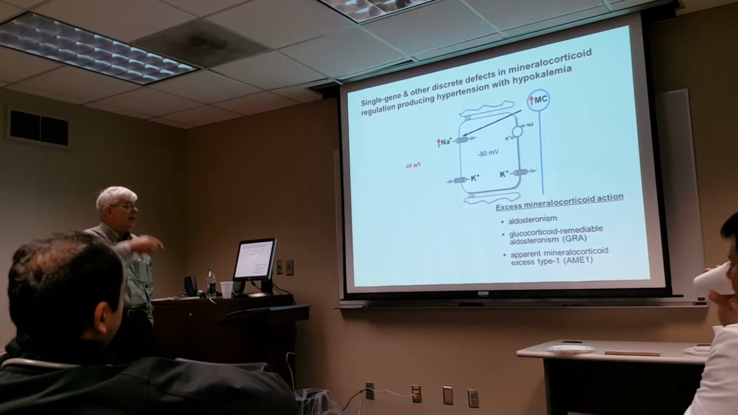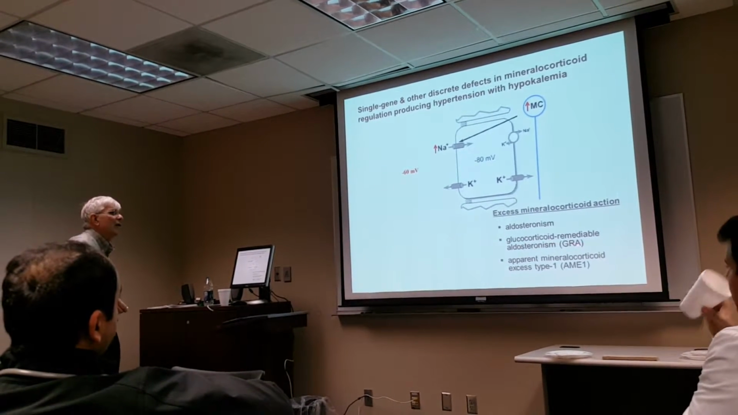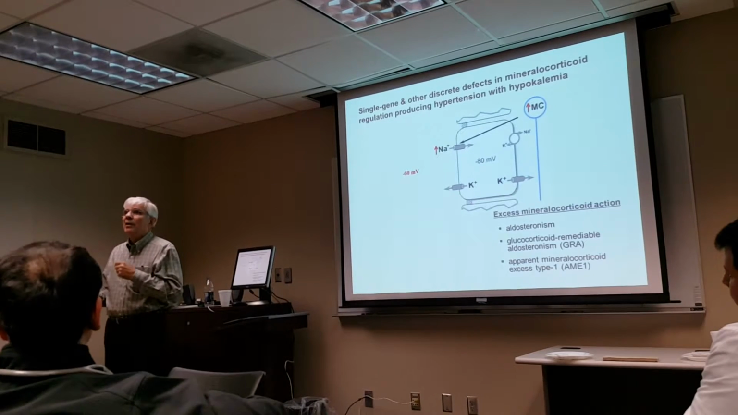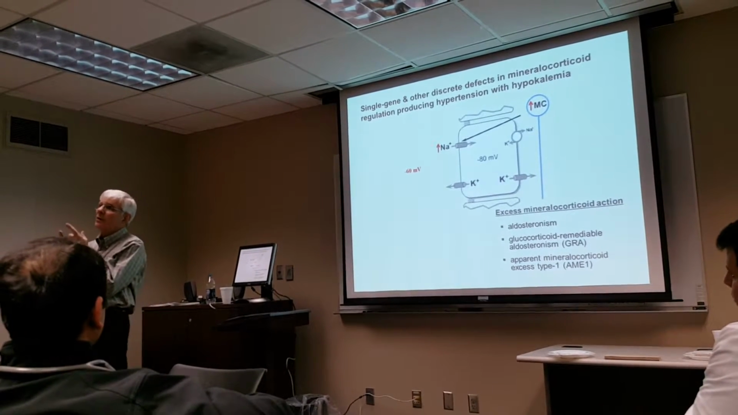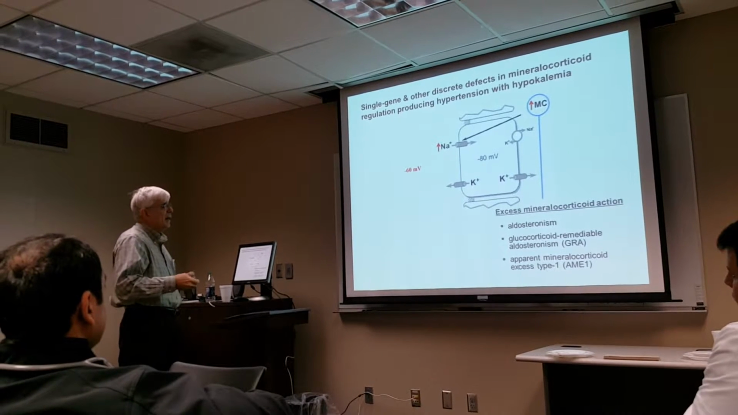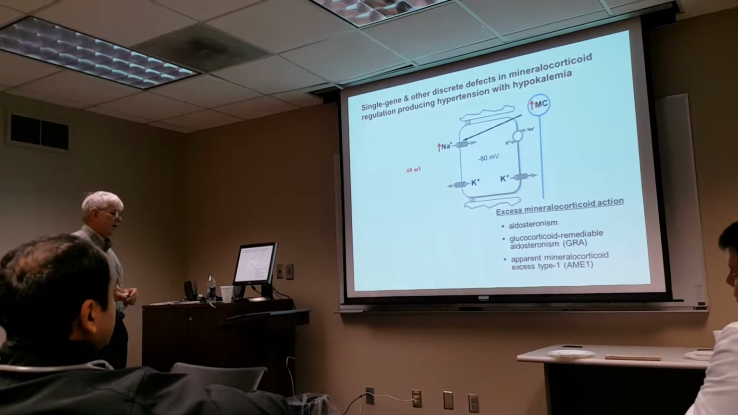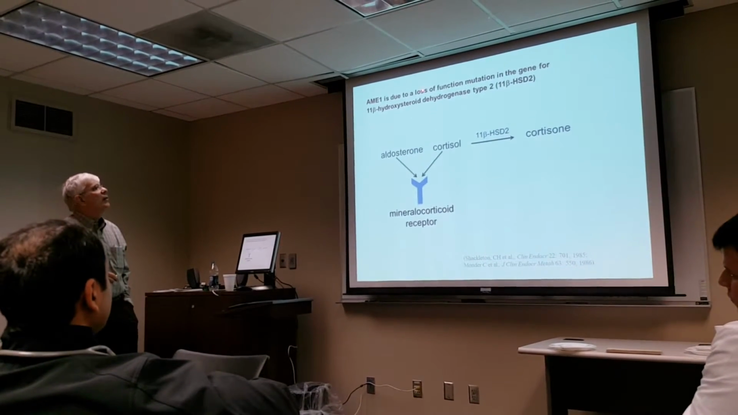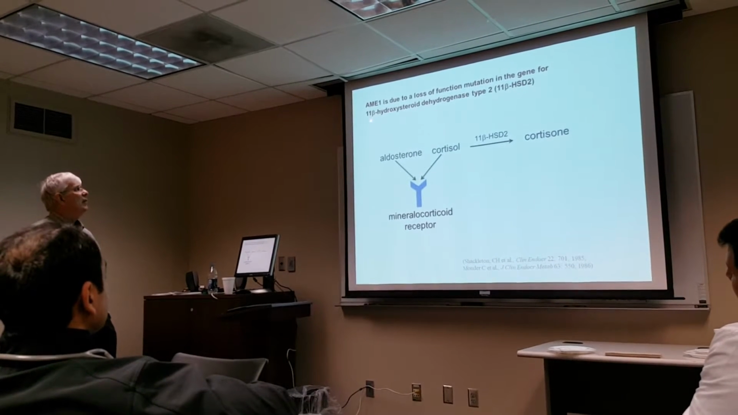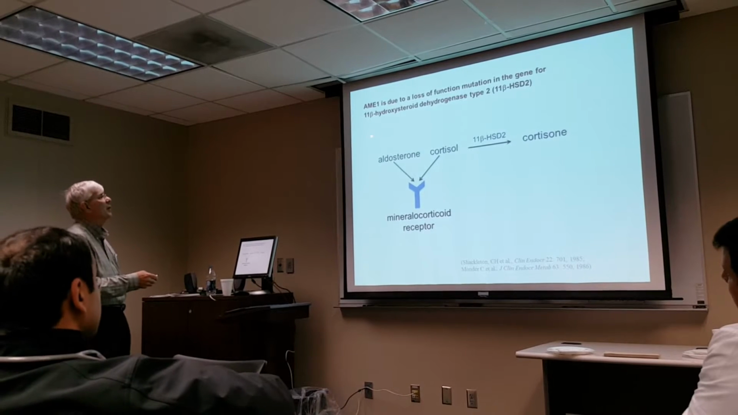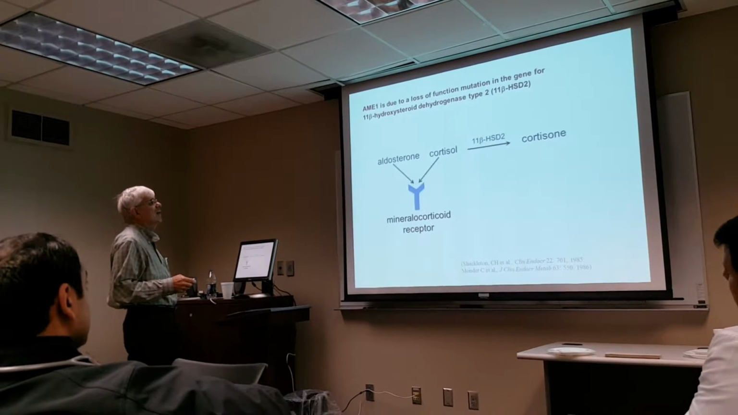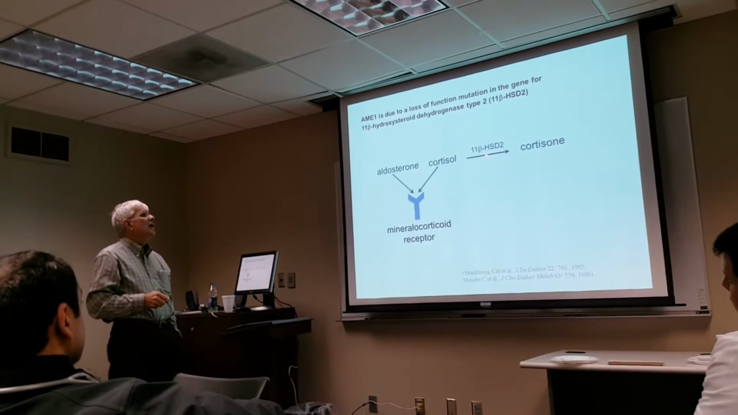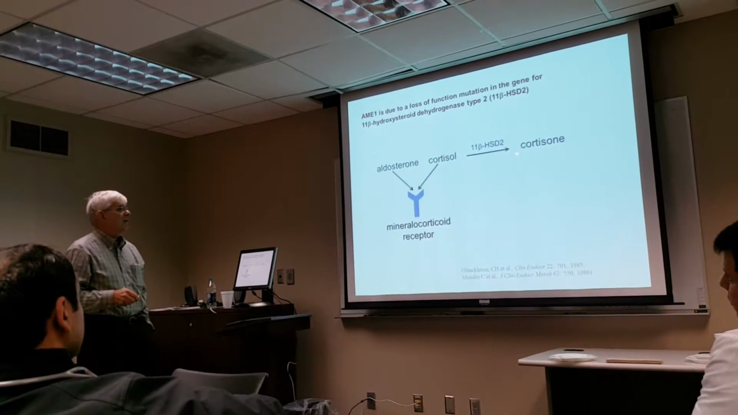Examples of where this happens: primary aldosteronism, so-called glucocorticoid remediable aldosteronism, where there's a transposition of the regulatory gene elements between the glucocorticoid and the corticoid receptor, and apparent mineralocorticoid excess type 1. What's that? Well, this is due to a loss of function mutation in the gene for the, and I mentioned this before if you remember, the 11-beta-hydroxysteroid dehydrogenase type 2. And what that particular enzyme does is convert cortisol to cortisone.